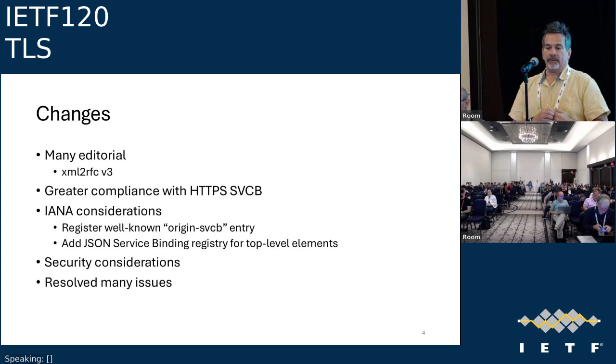Changes since the last draft. A lot of editorial changes. We upgraded from XML v2 to v3. We have greater compliance with the SVCB service binding document, like there's only one alias entry and things like that. Finished out the IANA considerations. There is a new registry for the origin SVCB where you can specify what kind of fields you want. I'll show an example in the next slide. A JSON service binding that has JSON entries that you can put in there.